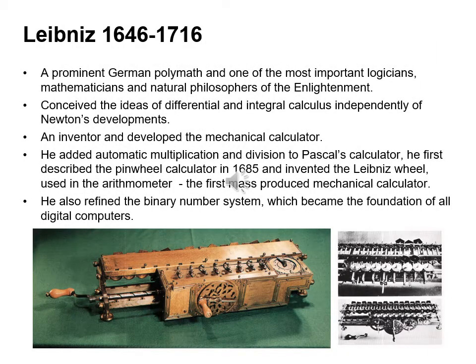So Leibniz was a prominent German polymath, a mathematician and natural philosopher of the Enlightenment. He conceived the ideas of differential and integral calculus independently of Newton's developments. He also invented a mechanical calculator that you can see here below. He added automatic multiplication and division to Pascal's calculator. He first described the pinwheel calculator in 1685 and invented the Leibniz wheel used in the arithmometer. Wow, that's a bit of a word to get your mouth around. The first mass-produced mechanical calculator. He also refined the binary number system, which has become the foundation for all digital computers.